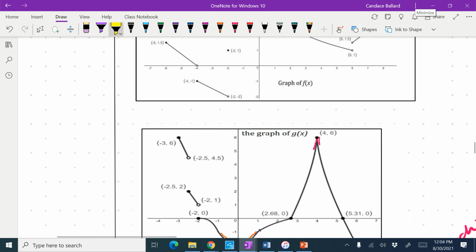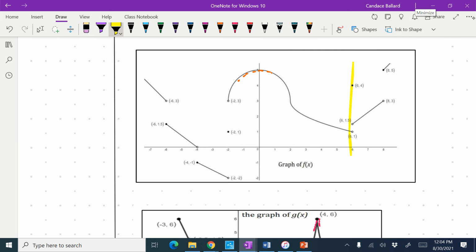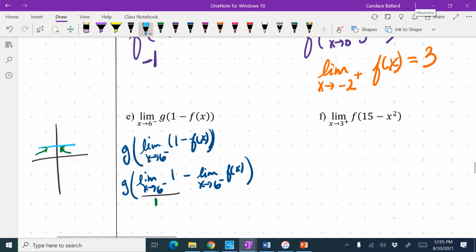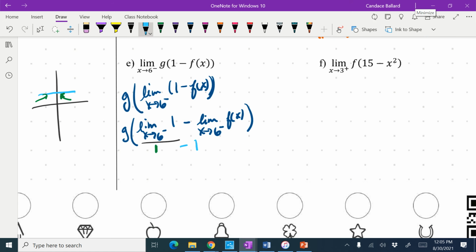No. I thought it was positive 6. No, it is positive 6. Okay. All right, so there's 6. I'm coming in from the left. What Y value am I approaching? 1. Good. Okay, here's the problem. What's 1 minus 1? 0.